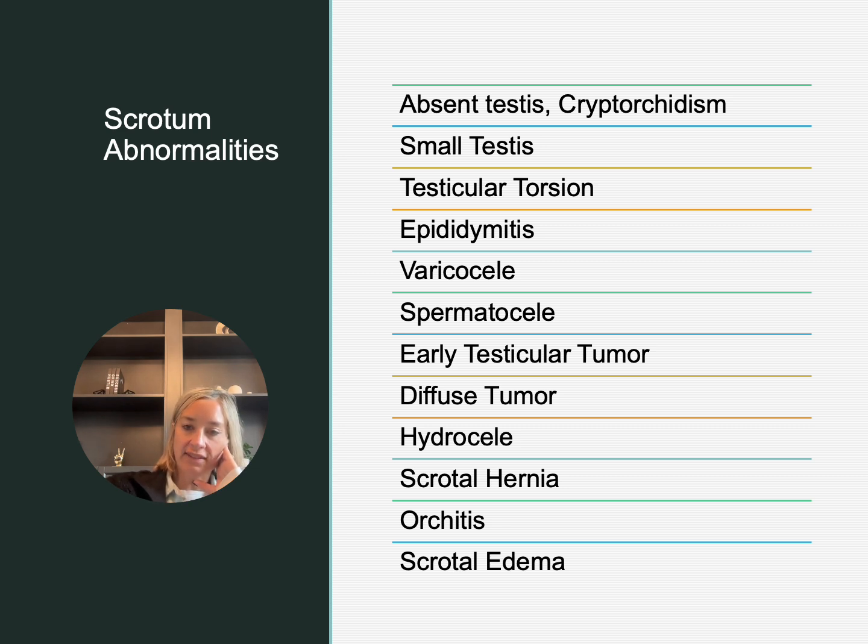Orchitis is inflammation of the testicles. This is often due to mumps or other viral infections. It can cause pain, swelling, and potential long-term impacts on fertility. Scrotal edema is a generalized swelling of the scrotum, often associated with conditions like heart failure, kidney disease, or lymphatic obstruction.